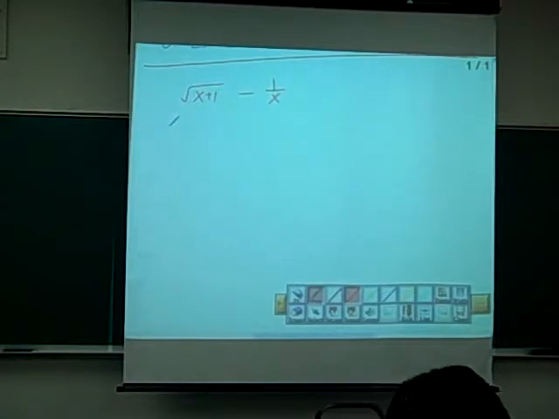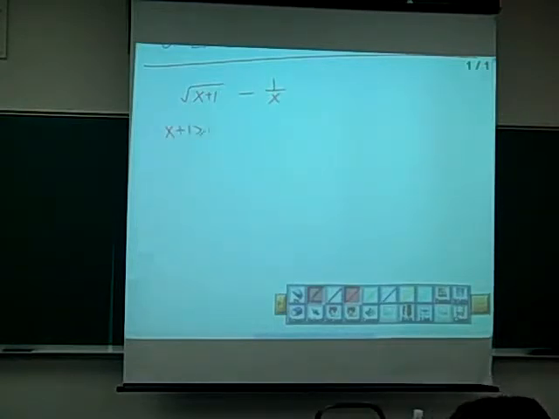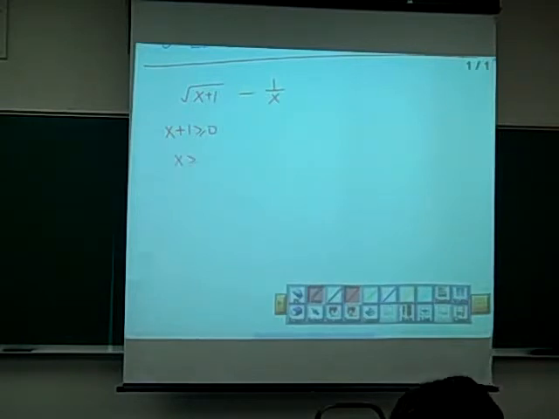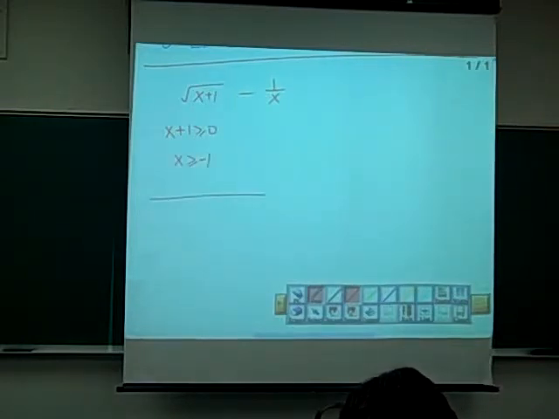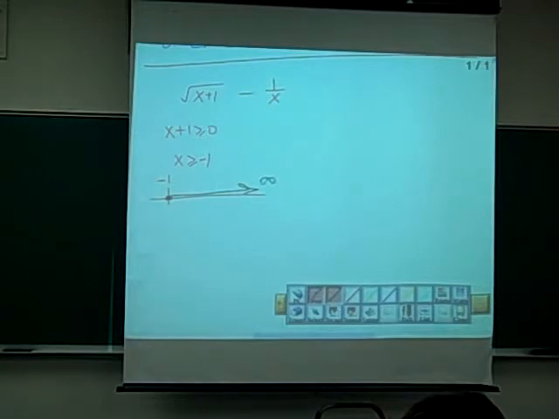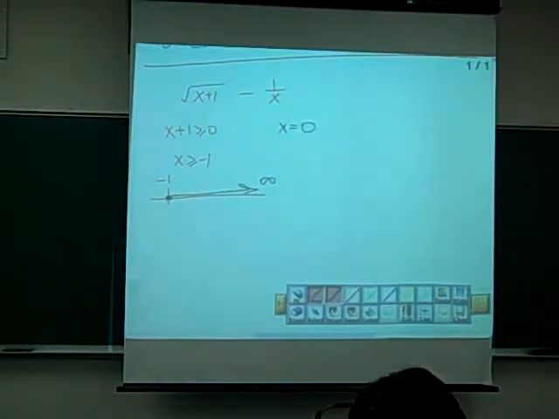Now here, you're going to set x plus 1 greater than or equal to 0, and you get x is greater than or equal to -1. So here's -1. Is that open or closed? Closed, right? And that's going to go to the right, to infinity. Now this 1 over x: you set x equal to 0, but you can't have a 0 in the denominator, so x cannot be 0.